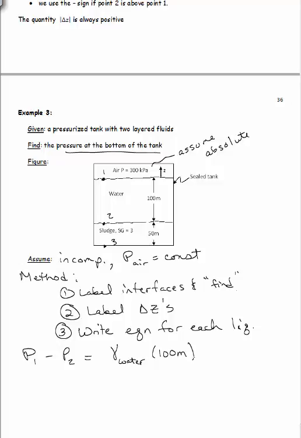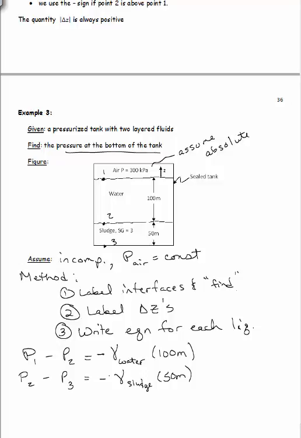Okay, and then what I need to do is figure out what is that sign. P1 minus P2, well, 1 is above 2. So 1 is going to have a lower pressure than 2. 2 is going to have a higher pressure because it's deeper. Right, so that means P1 minus P2 is negative. So I want to put a negative sign. Let's write the next equation for the sludge. P2 minus P3 equals gamma sludge times 50 meters. Okay, now let's figure out the sign. Well, 3 is going to have a higher pressure than 2, also a negative sign.